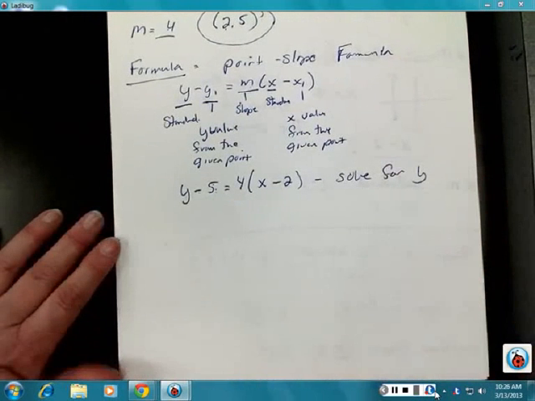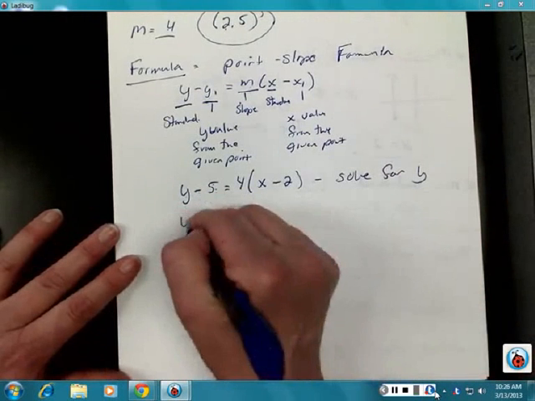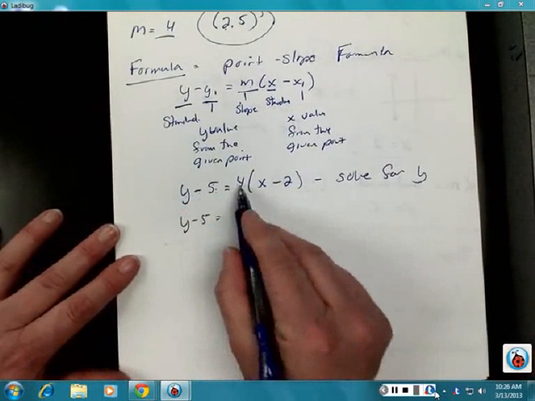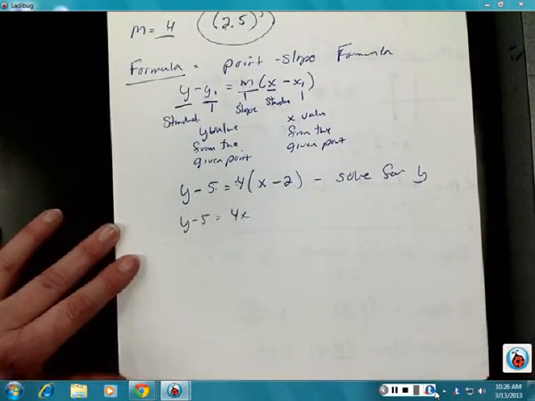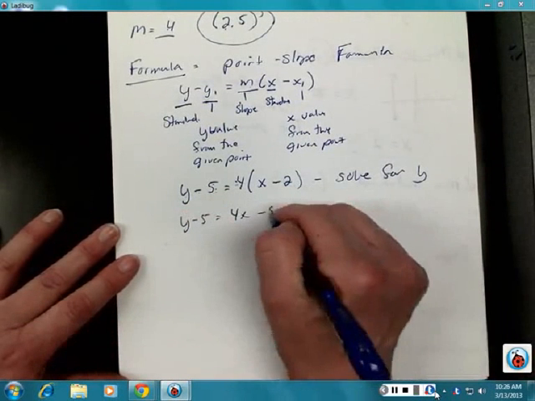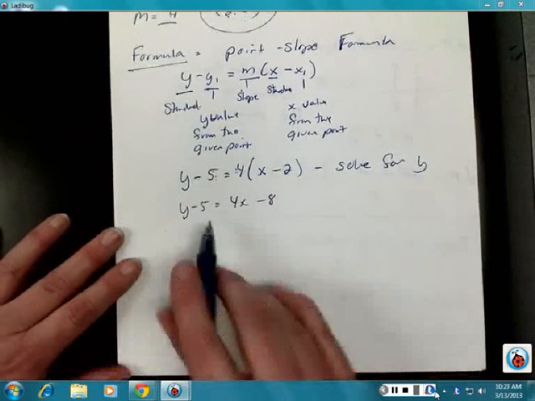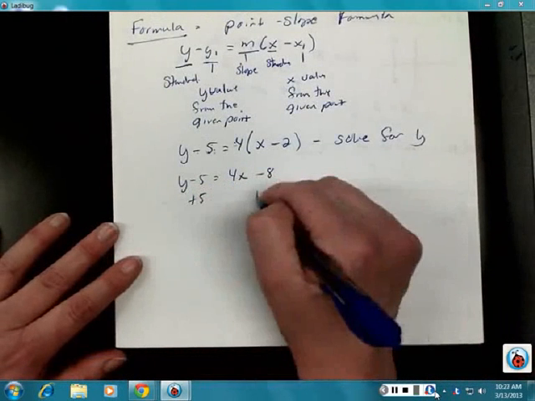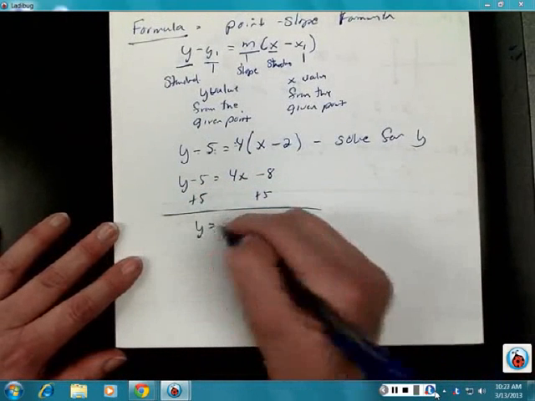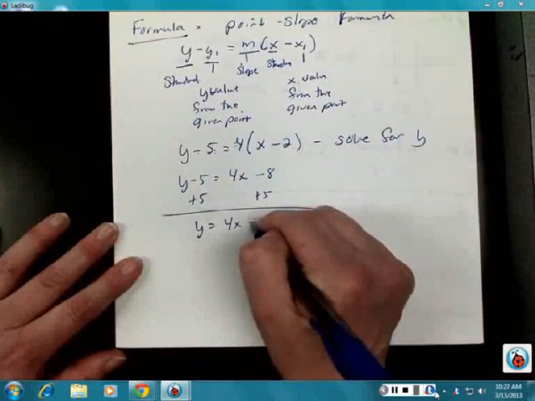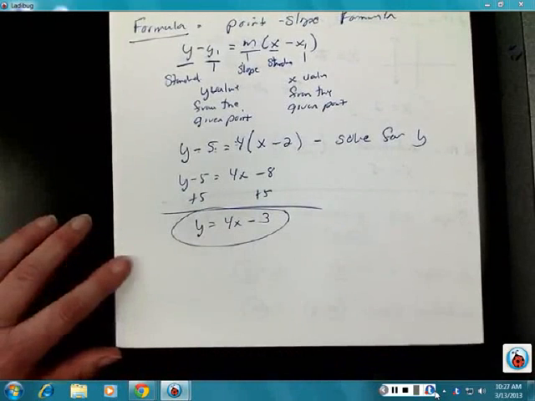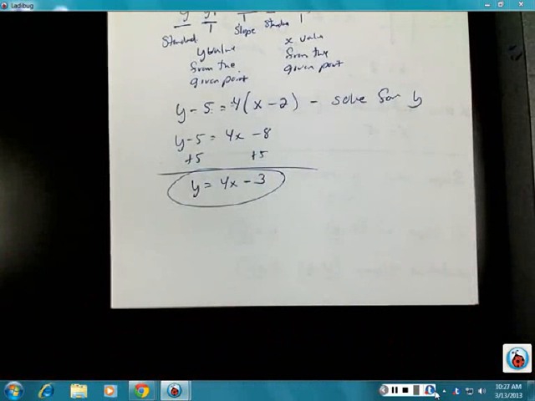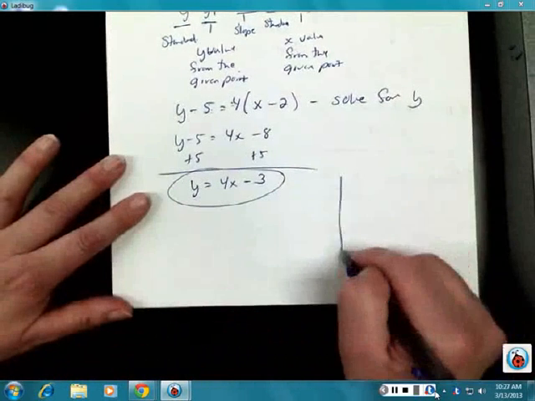And you'll have your equation. So y minus 5, 4 times x, because I need to distribute on this side. 4 times the negative 2. To get y all alone, I just need to simply add 5. And I get y is equal to 4x minus 3. And that's my equation.